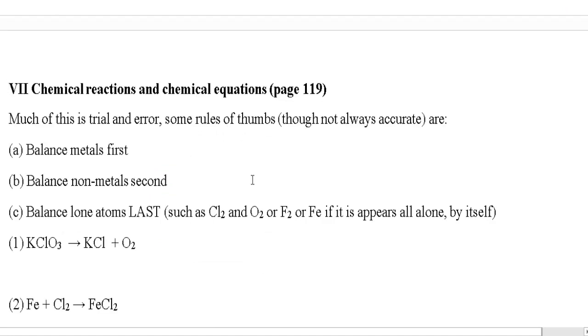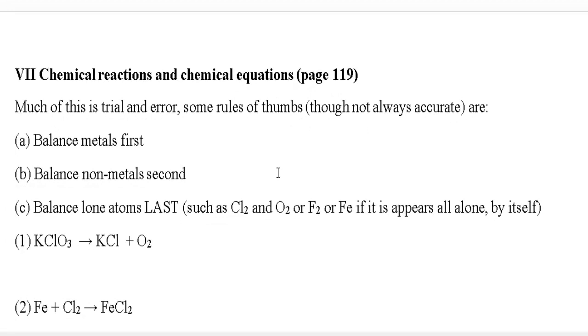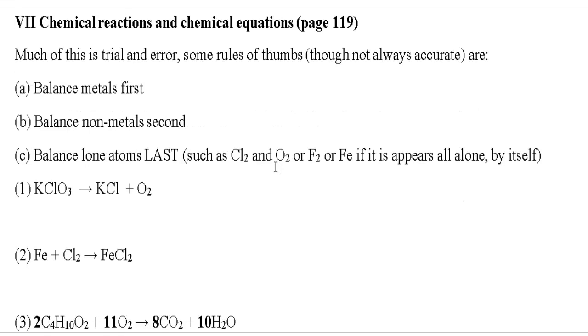All right, balancing chemical equations. This is something that is trial and error. There's no hard, fast, and set rule. One thing I do, if I were to condense it down to tips and tricks, though sometimes these also do not work: you want to balance your metals first. You want to balance your nonmetals second. And then go for the loners, the ones that exist by themselves, last. Because if you balance these last, because they're by themselves, they don't affect any other atom in the formula.